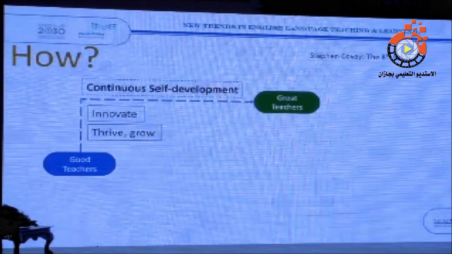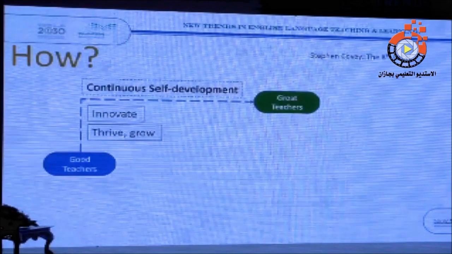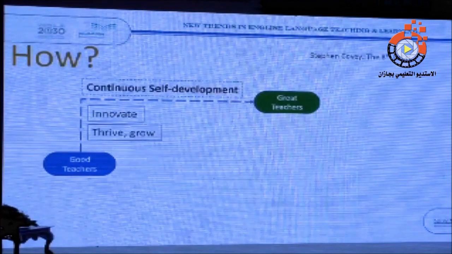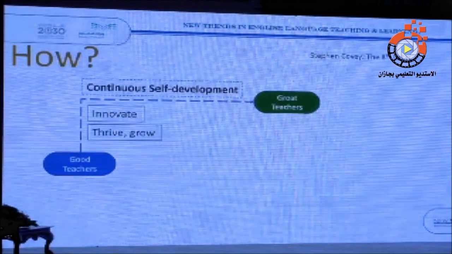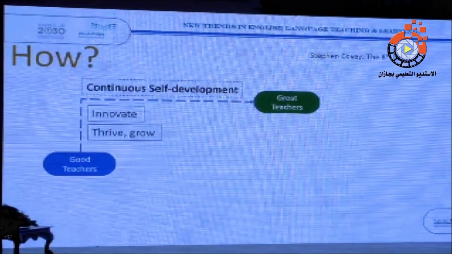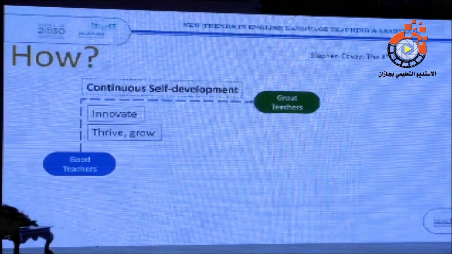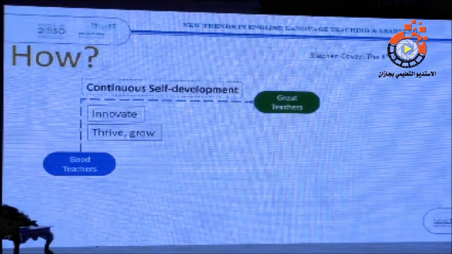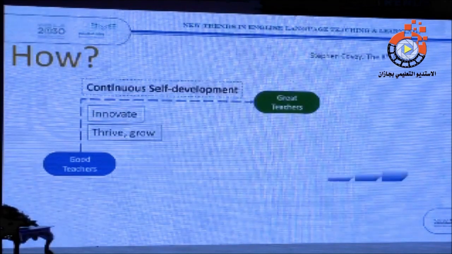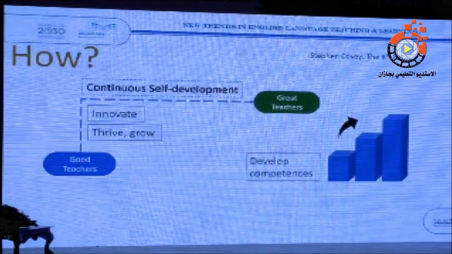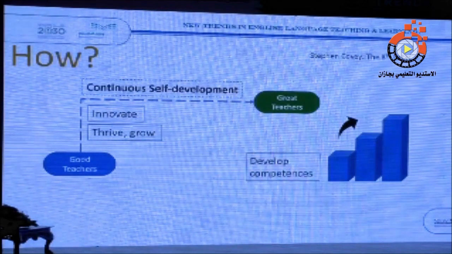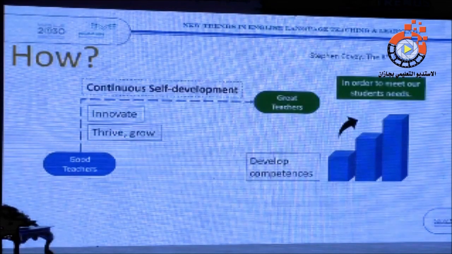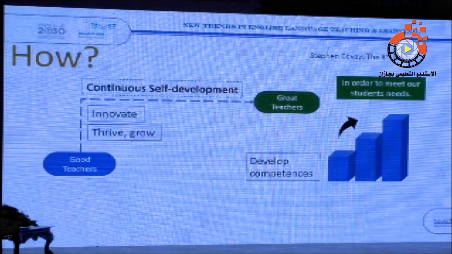These thriving and growing and innovating in your field, we call it continuous self-development. What is the meaning of continuous self-development? It means that you always get new things to improve yourself and to improve the teaching methods that you are using in front of your teachers, in front of your students. Why? To develop your competence, your teaching competencies. And why also? In order to meet our students' needs.